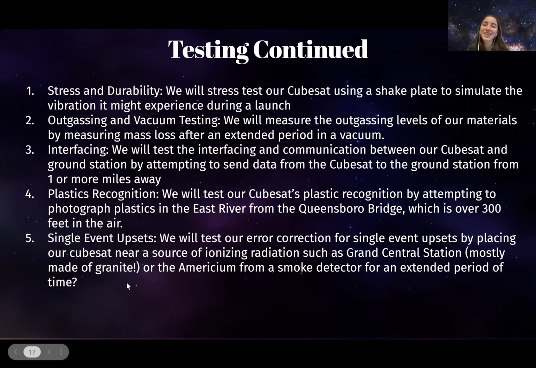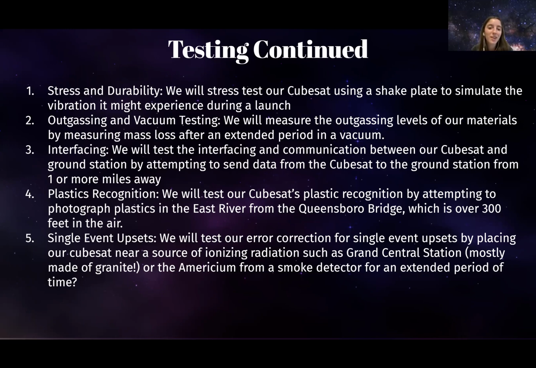These are our testing measures in more detail. First, to test durability, we will simulate vibration using a shake plate to make sure that our CubeSat will survive the stress of launch. To test outgassing and the effects of vacuum conditions, we will leave our CubeSat in as near a vacuum as possible for an extended period of time and then measure mass loss and check for any damage. To test interfacing, we will attempt to send data between our CubeSat and ground station from over 1 mile away. To test plastics recognition, we will attempt to photograph plastics in the East River from the Queensboro Bridge, which is over 300 feet high.